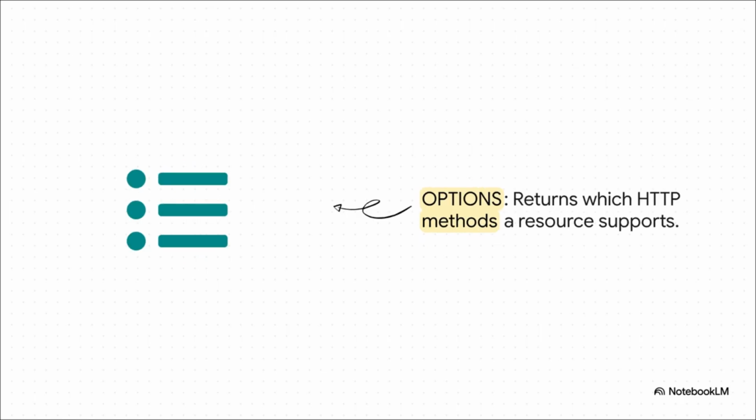Next up, we have options. This is essentially your app politely walking up to the server and asking, hey, what are my capabilities here? It returns the HTTP methods that a specific resource actually supports. So if you fire an options request at /users, the server might respond with an allow header listing GET, POST, PUT, and DELETE. Browsers use this heavily for CORS pre-flight checks, which is basically just making sure cross-origin requests have the right security permissions before they start slinging sensitive data around. It's also just great for general API discovery.